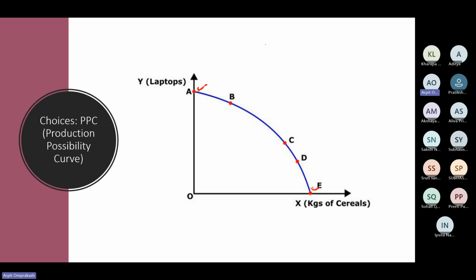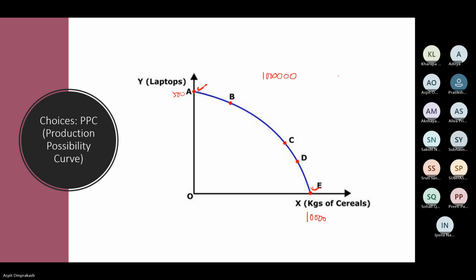So let's just put some numbers here. Let's say you have 1 million rupees, and if you put all 1 million rupees into making laptops, you arrive at point A, which is, let's say, 500 laptops, right? But if you put all the money into growing crops, you have, let's say, 10,000 kgs of cereals or crops that you can grow.